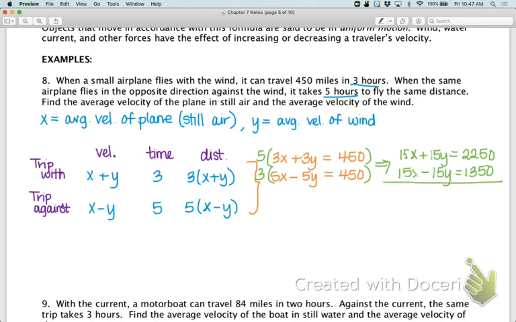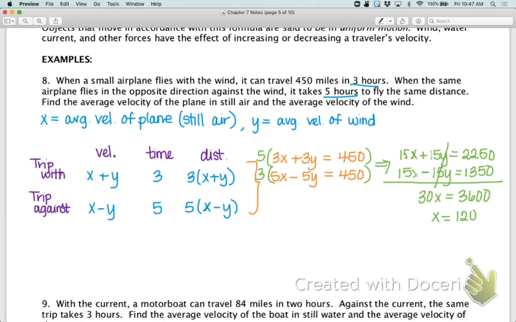So I will add these together. My opposites divide out, and we get 30x equals 3,600. And when you divide by 30, we get x equals 120. So x is the velocity of the plane in still air.